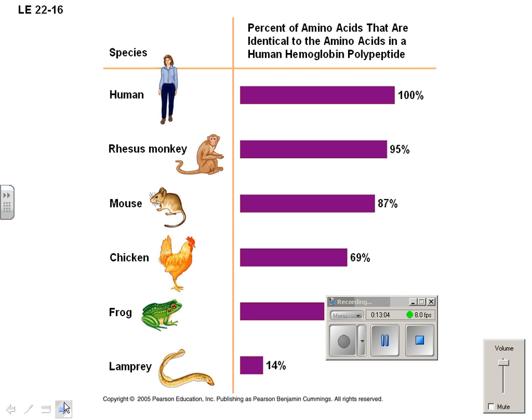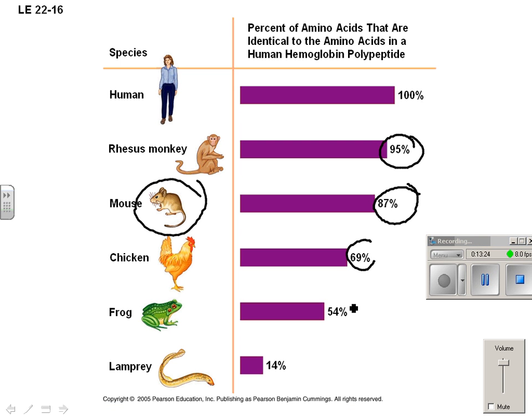We can look at percent of amino acids that are identical to the amino acids in a human hemoglobin protein, polypeptide, before it's a protein, before it's folded. And you see that a rhesus monkey, 95%, a mouse, 87%, this is a mammal, of course, a bird, 69%, a frog, and then a lamprey, which is a fish, but it's a very primitive fish, only 14%. And so we could say that, well, obviously by looking at us, we're more closely related to a monkey than a mouse, but also by looking at our proteins, we're more similar to a monkey than a mouse.